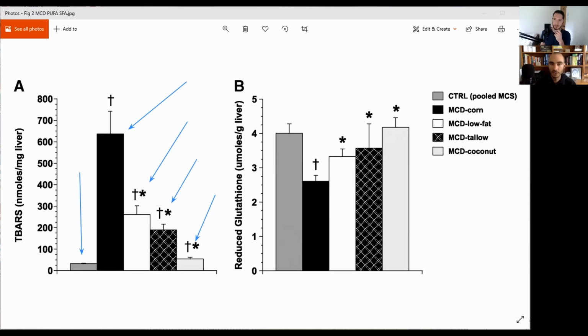And you see that the tallow and coconut oils still outperformed the low fat diet. So not only did it have less oxidative stress, it also had more reduced glutathione. They could be from the same causes, but they could also be, if it was a refined versus a virgin coconut oil, you could see some effects there. I don't know offhand what the specific diet was, but yeah, I think that's just important to point out.